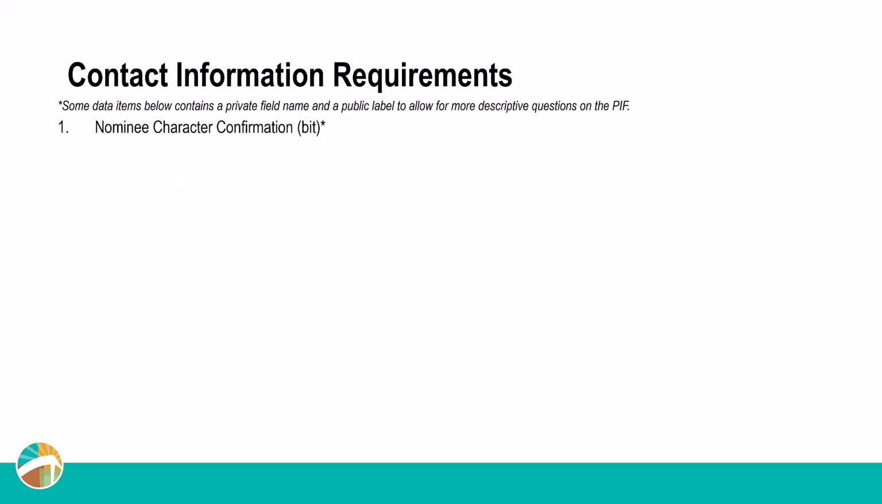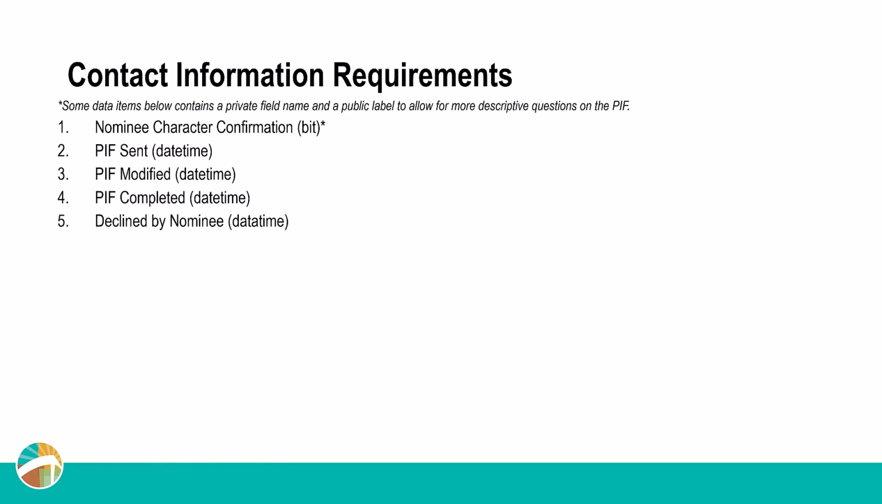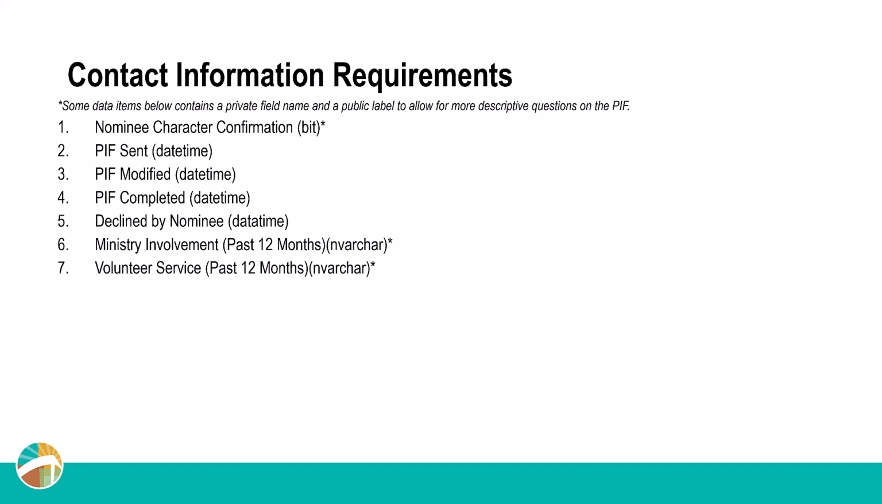Starting with the first one, nominating or nominee character confirmation. That's a bit field, like a little checkbox that says, hey, I can do this. I don't have anything in my life that would keep me from fulfilling this position. And then second, we have a sent date when the personal information form is sent, and when the personal information form is modified, when it's completed, if someone has declined, the date and time they might have declined it, and any ministry involvement in the past 12 months. That has a front end to that question, as you see there with the little asterisk.